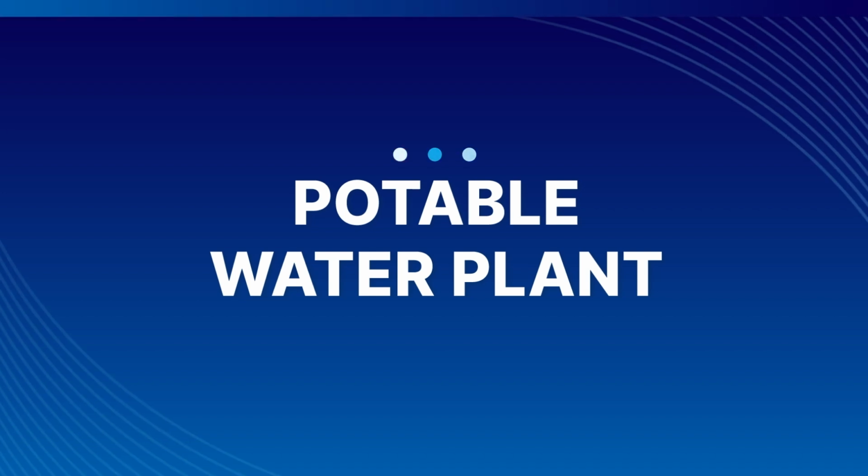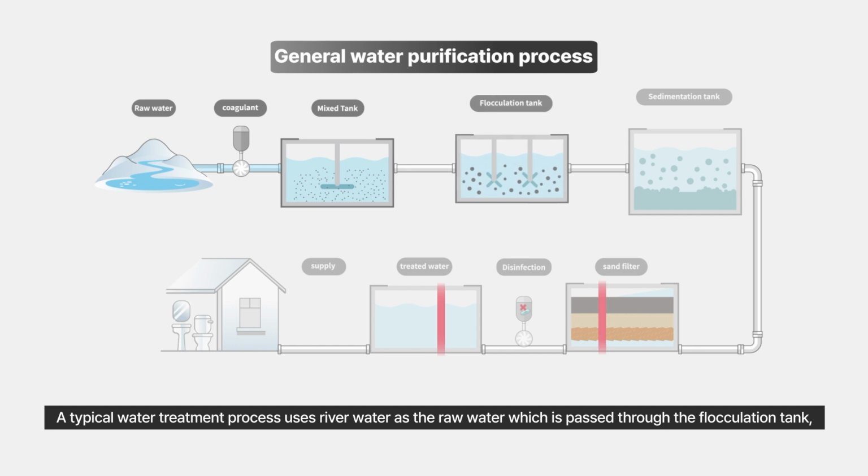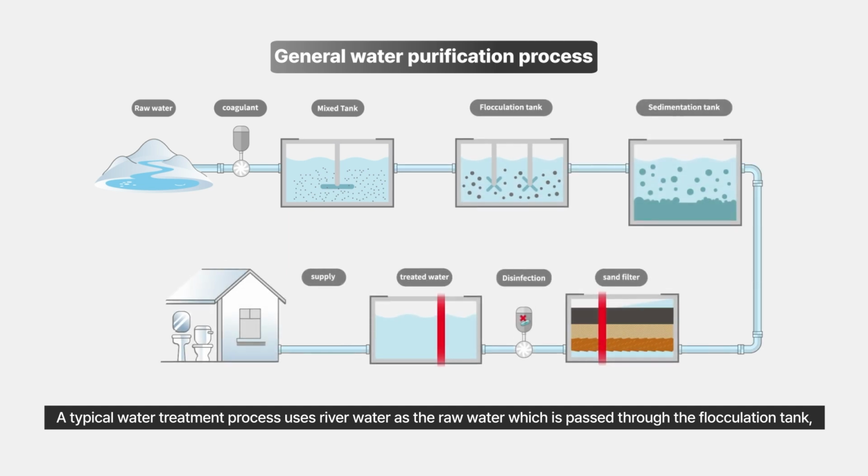Potable water plant. A typical water treatment process uses river water as the raw water, which is passed through the flocculation tank, sedimentation tank, and filtration tank, disinfected with chlorine, and then supplied to consumers.